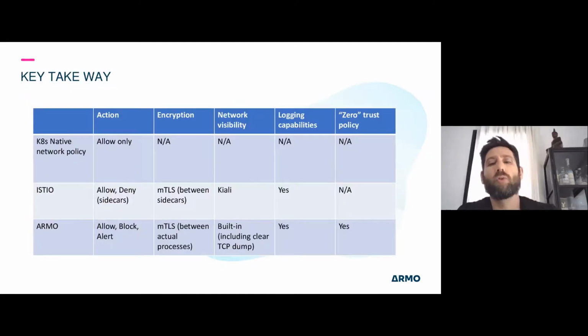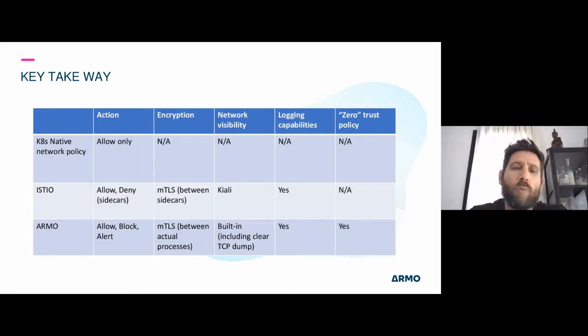So I want to conclude this session, and I created this table to wrap up everything that I mentioned before. I'm comparing here Kubernetes, Istio, and ARMO. I'm using Istio and not any other service mesh just because Istio is the most popular service mesh, but it can be any other service mesh.